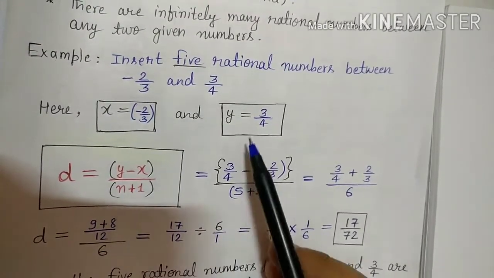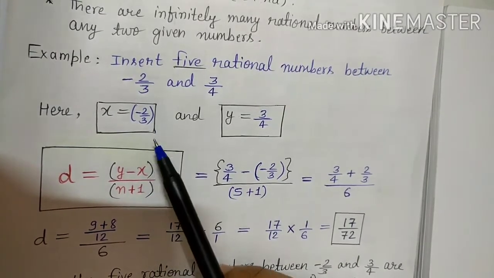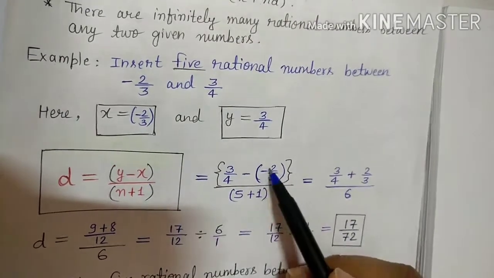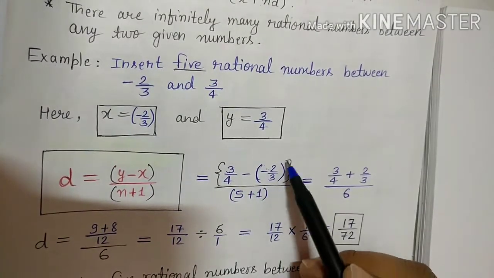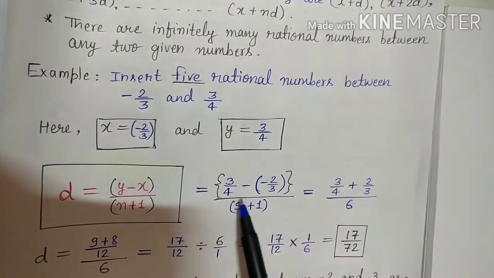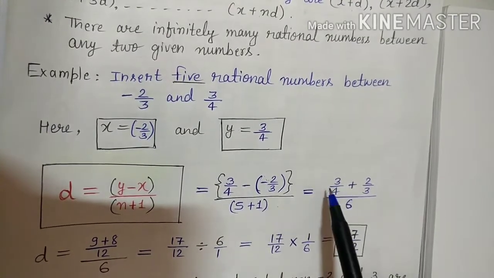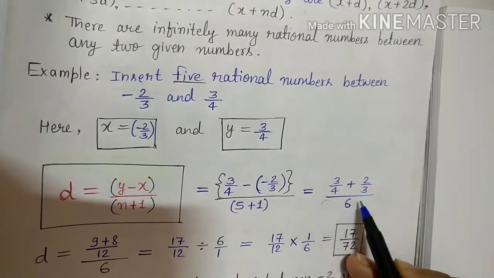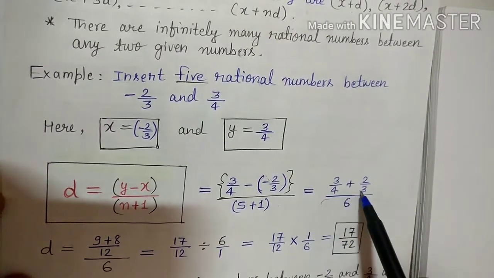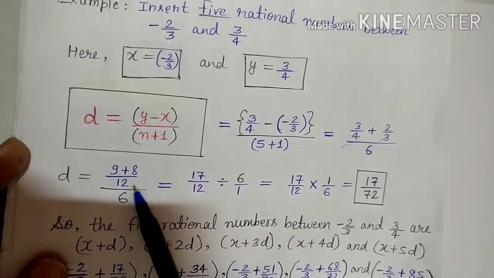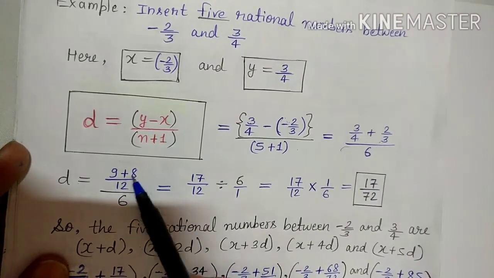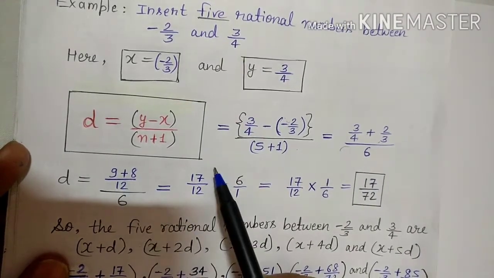What is our y? 3 upon 4, minus x. x is already negative, so minus, which is the sign of this formula, and then in bracket minus 2 upon 3, upon n plus 1. How many numbers do we have to find? 5, so n is 5 plus 1. 3 upon 4 minus minus, which is plus 2 upon 3, upon 5 plus 1, that is 6. Now 3 upon 4 plus 2 upon 3. We take the LCM of 4 and 3: 4 3s are 12, and cross multiplying, 3 3s are 9 and 4 2s are 8. So 9 plus 8 upon 12, which means 17 upon 12.